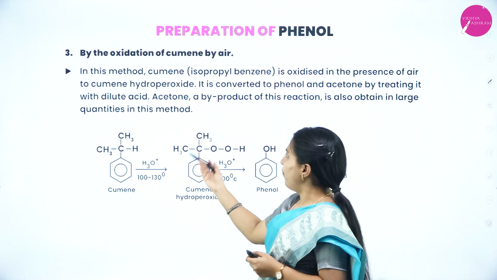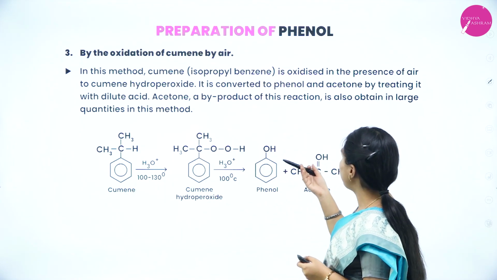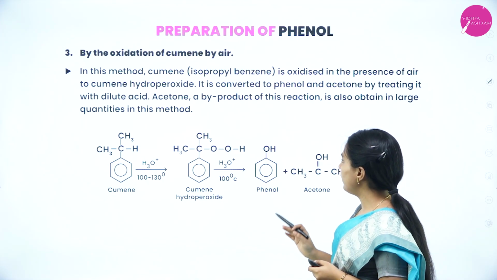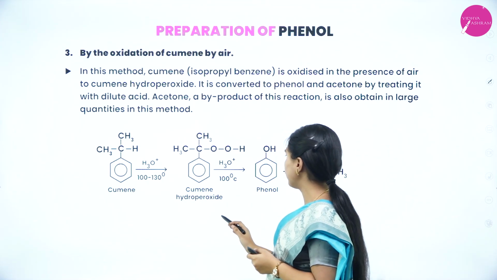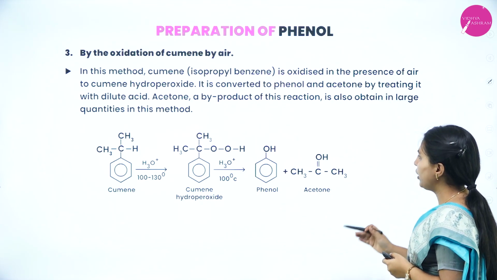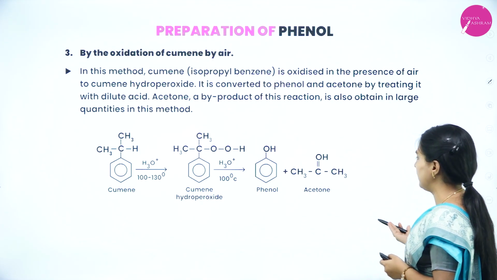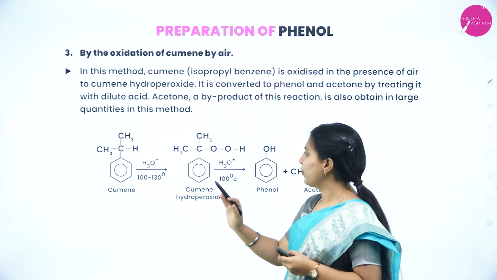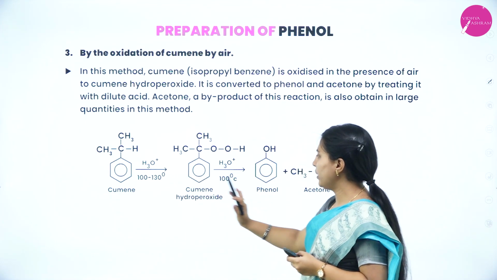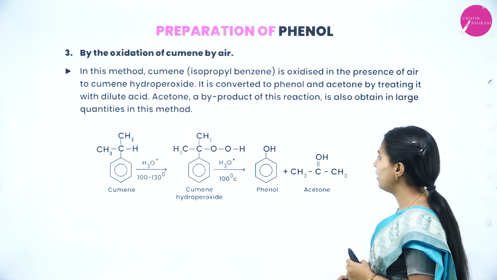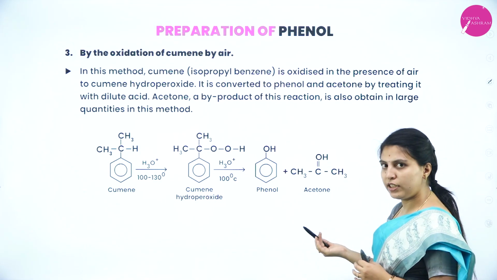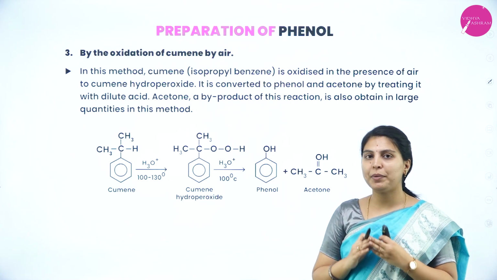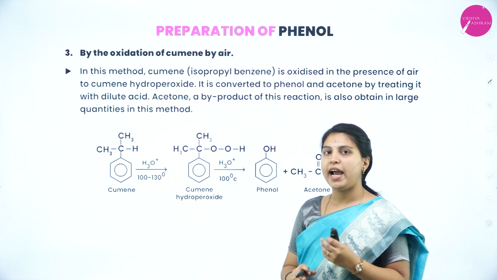This is cumene, which when oxidized in the presence of air is converted to cumene hydroperoxide. Later, it is converted to phenol and acetone by treating with dilute acid. Okay, cumene gets oxidized to form cumene hydroperoxide and, treated with mild or dilute acid, it forms phenol and acetone. This is how the preparation of phenols is done.